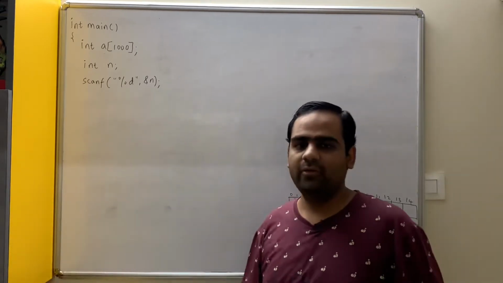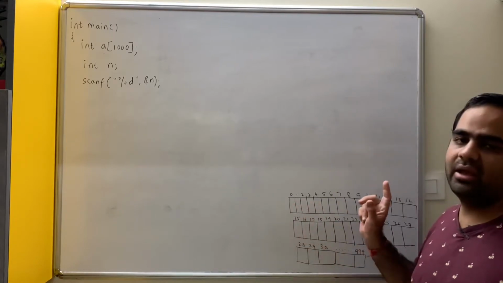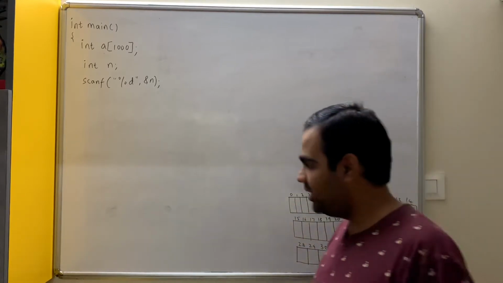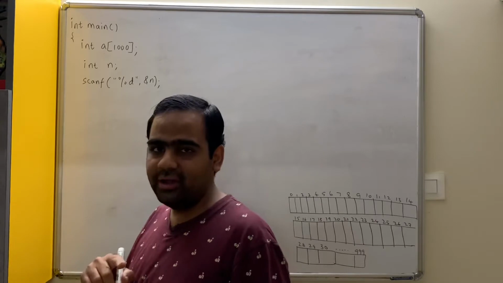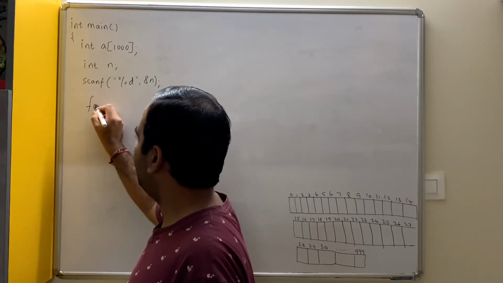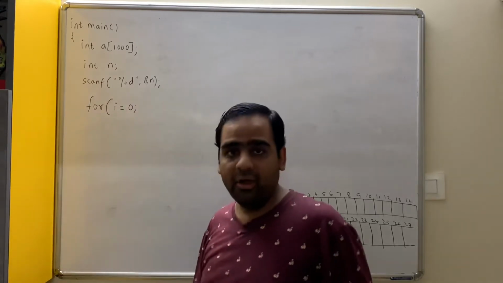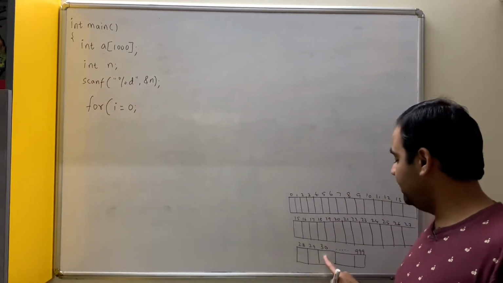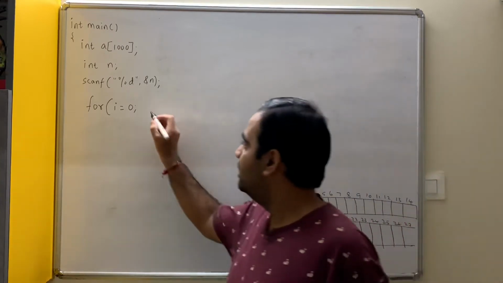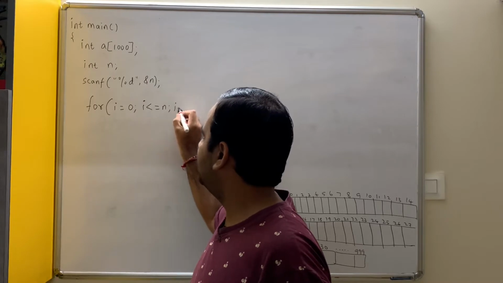Now say me, what is the next thing I should do? I should initialize this array. And how do I initialize the array? You should not read the array, you should initialize the array. How do you initialize the array? You say for i is equal to 0. Now if the value of n is 30, till 30 you have to go. Hence I say i is less than or equal to n, i plus plus.